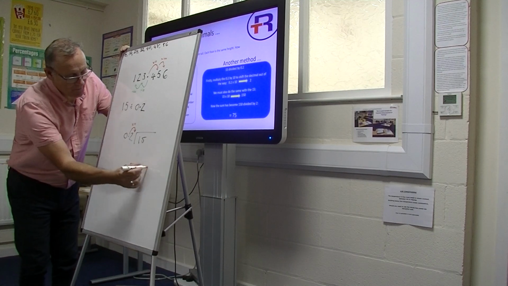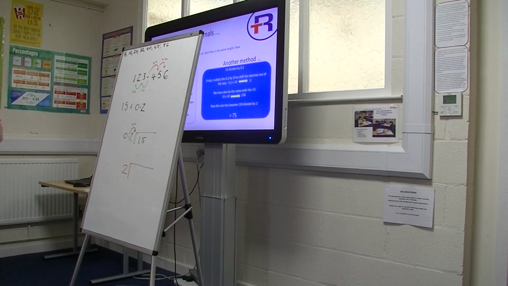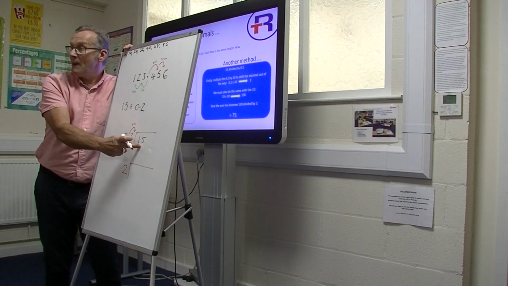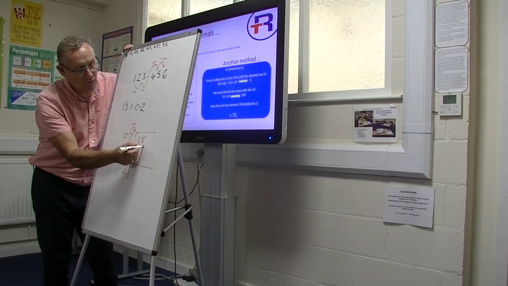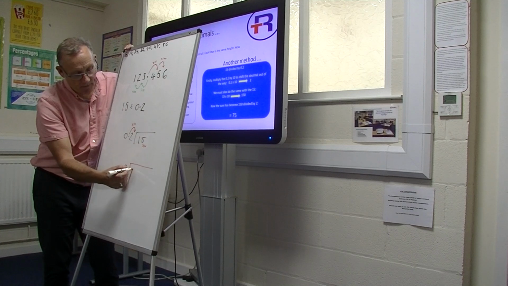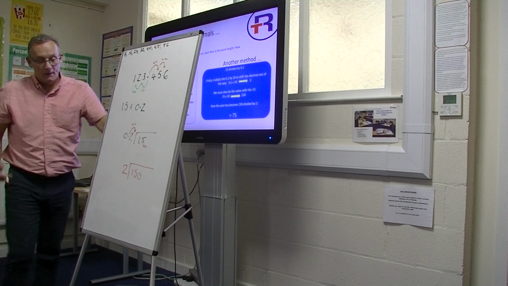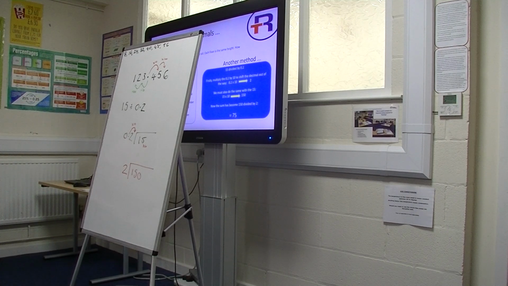There's a little mantra in maths. Whatever you do to one side of the sum, you've got to do to the other side of the sum. So we've got to now times that 15 by 10. So then that becomes 150. So now we look at what we've got. We've just got a normal sum, a normal long division like we've been doing.